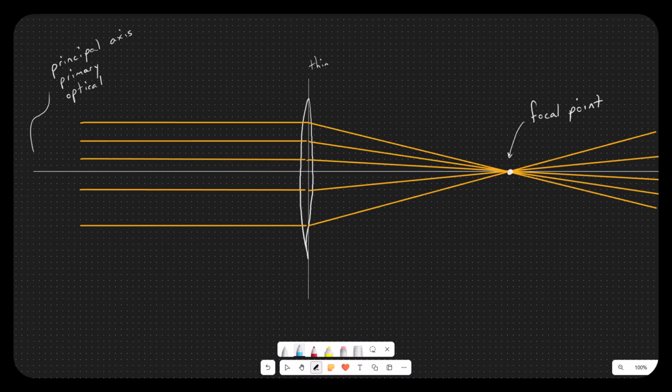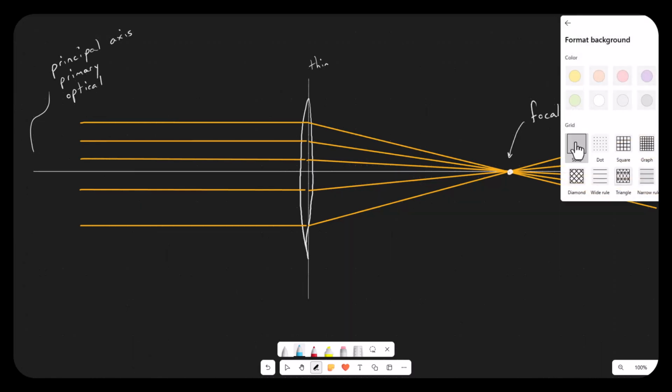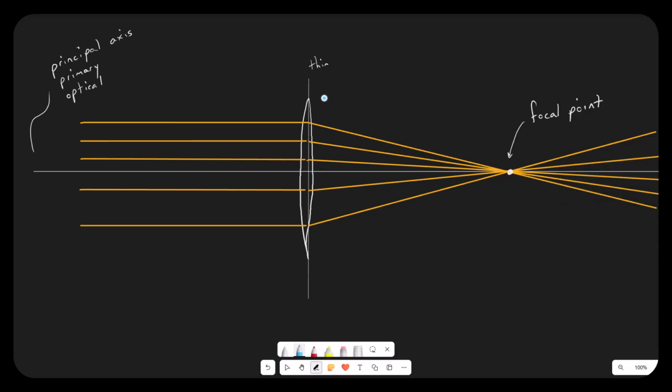So now, getting rid of all the dots because they become a distraction eventually, we have a focal point. We have these light rays converging. So a convex lens converges, which is reasonably easy to remember because they start the same way.